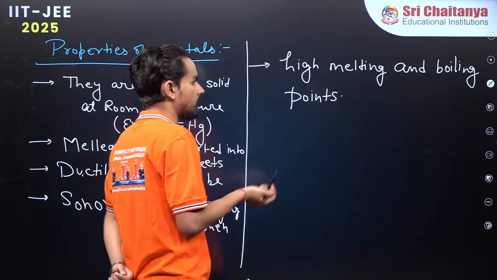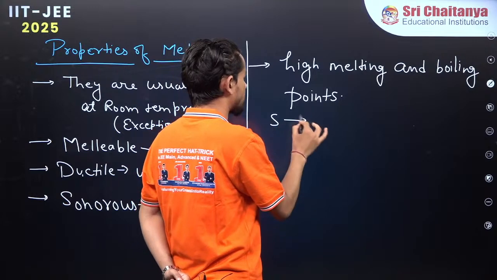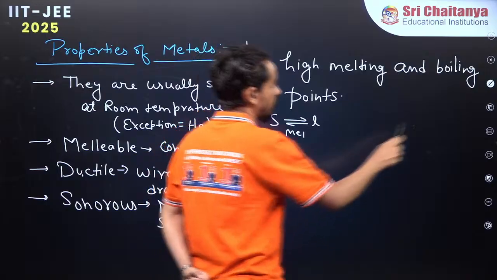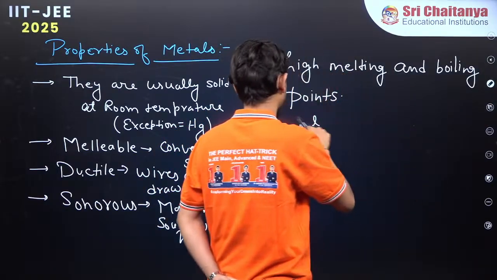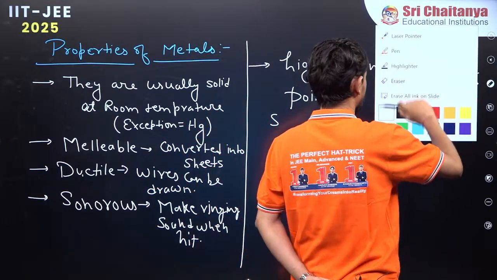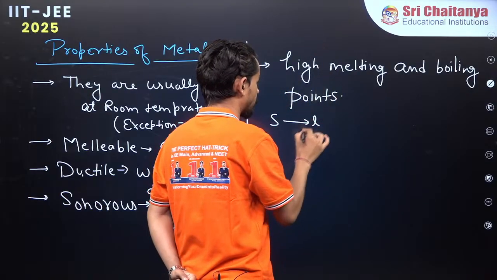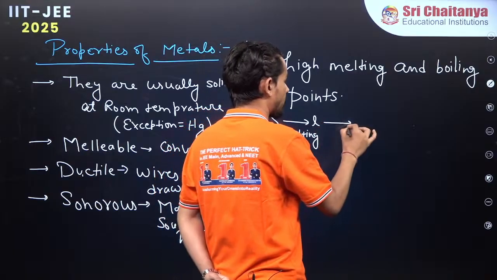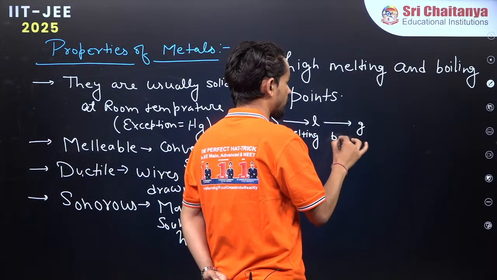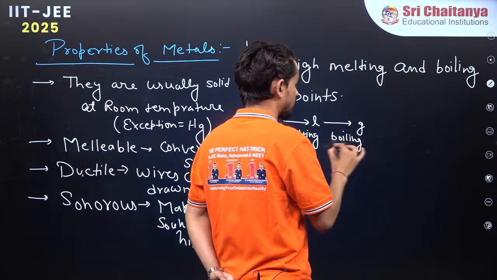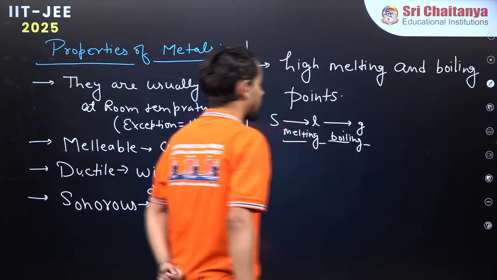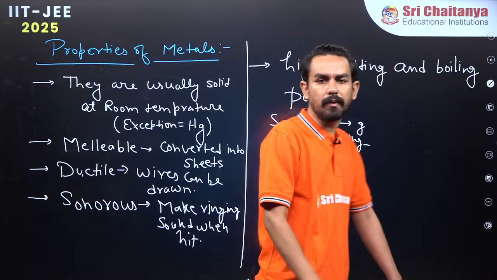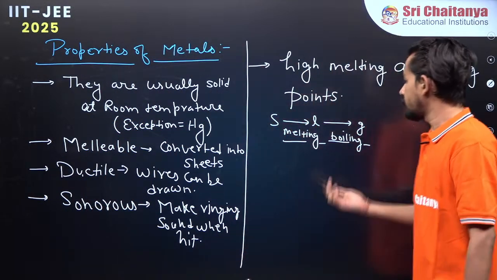Let me tell you what is the difference between melting and boiling. If solid is converting into liquid, it is melting. Solid converting to liquid is melting. And liquid converting to gas is known as boiling. Or precise definitions are, when solid and liquid are at equilibrium, it is called melting. When liquid and gas are at equilibrium, it is known as boiling. So this is melting and boiling.